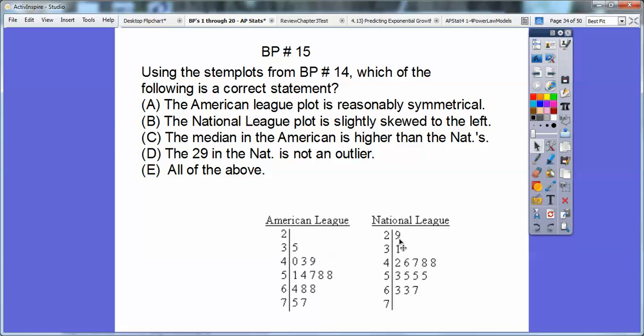I'll have another video on how to determine outliers, but the outlier has to be 1.5 times the IQR below the first quartile right there. So anyway, I know it's not that. So it's all of the above, so it's choice E on that one, okay?